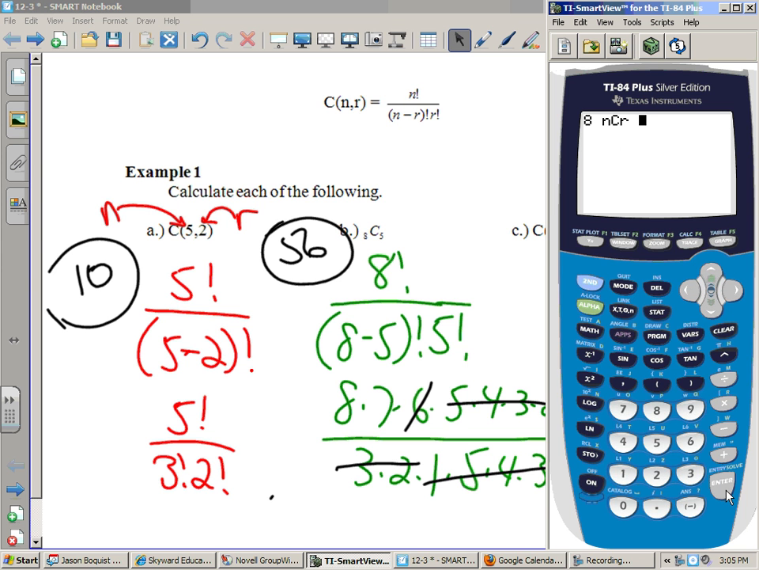There it is. And so I'm telling it I have 8 objects. I would like to choose 5 of them, and hopefully we get 56, right? If not, we're a little suspicious. There it is. Now, that's a lot of buttons to hit, right?